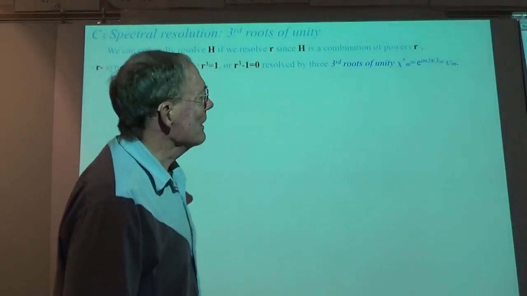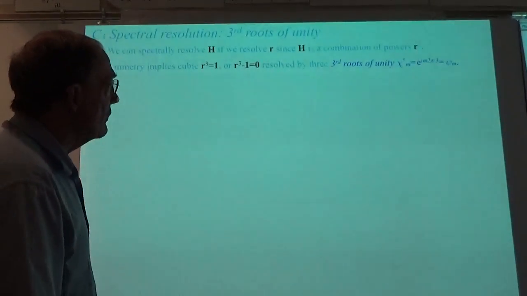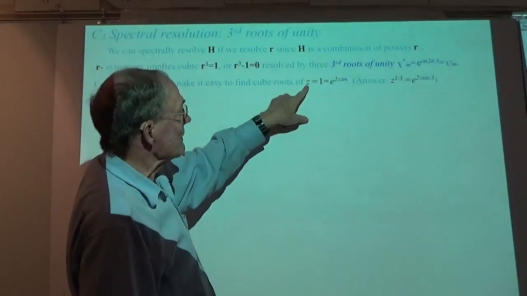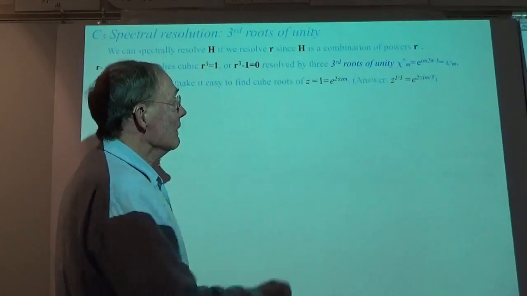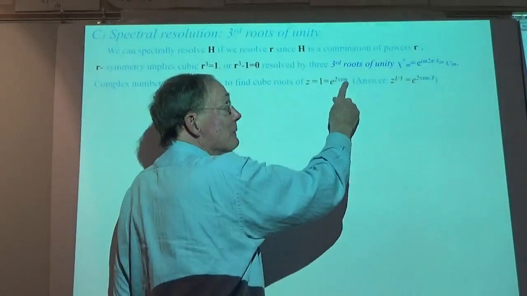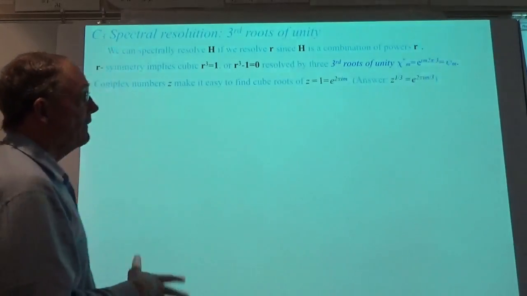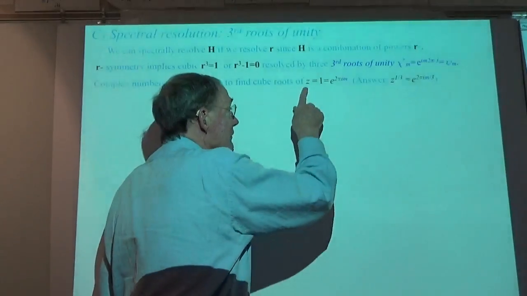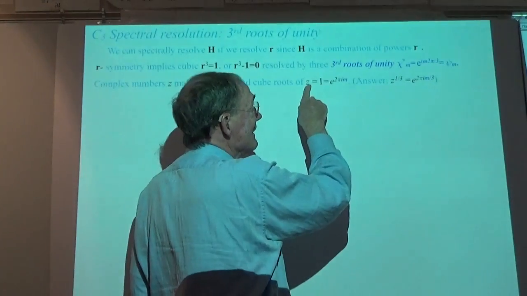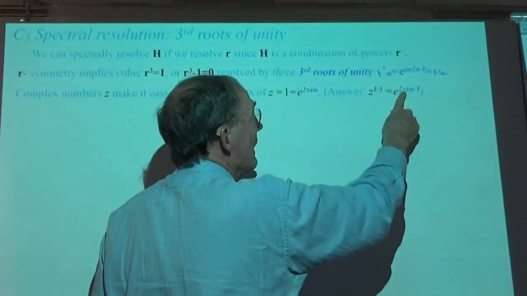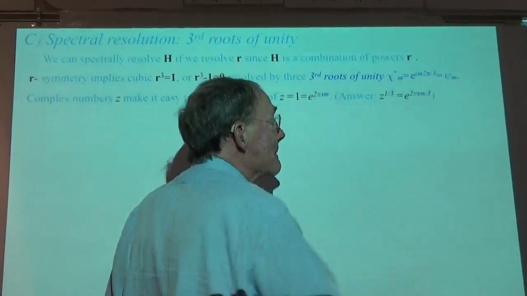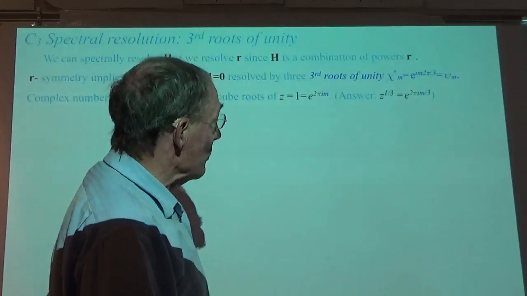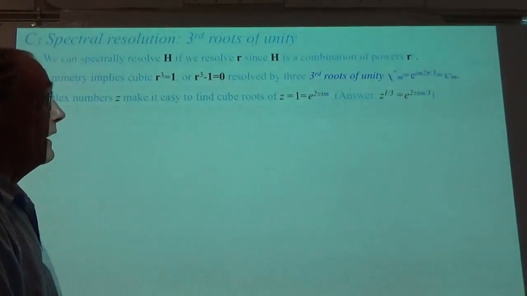Now, where do those guys come from? That's an important part of this discussion. Complex numbers make it easy to find cube roots of 1. 1 is e to the 2 pi i times any integer m. That m later will be our magnetic quantum number, perhaps. But in any case, if I take the cube root of z, then I simply get e to the 2 pi i, that integer, divided by 3. So there is what the cube root of 1 looks like if z is 1.